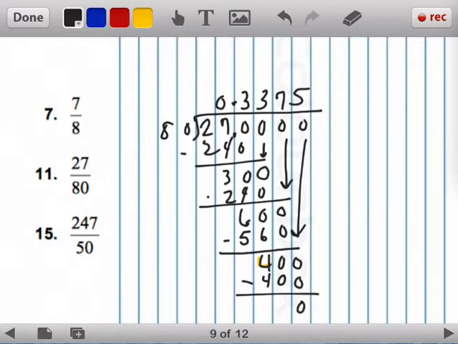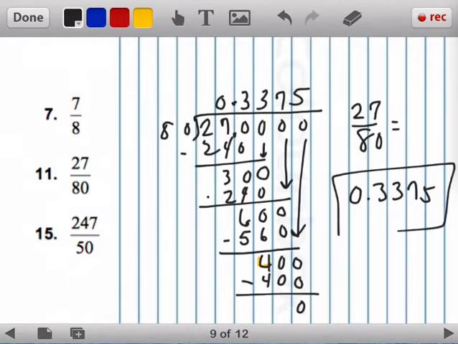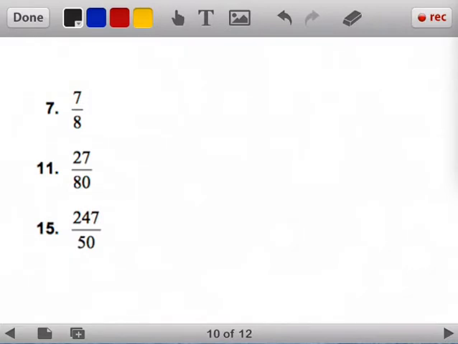So we have 27/80. 27/80 is the same as 0.3375. It's a big decimal, but it's not too hard. It's the same thing that we've been doing all along. Okay. The next one, again, if you want to pause and go back, look at it again, feel free.